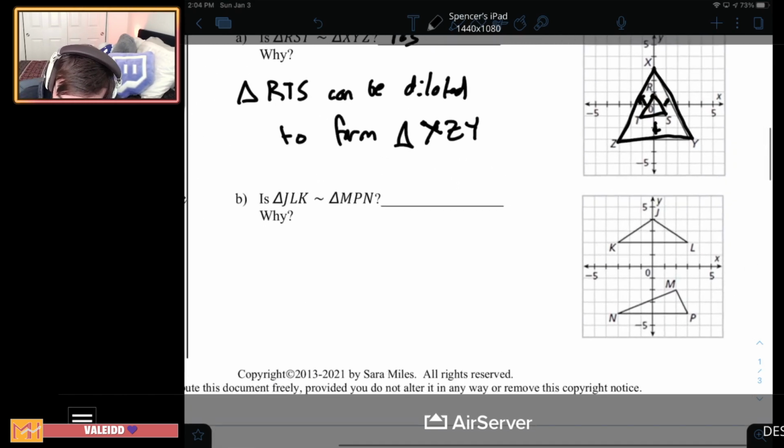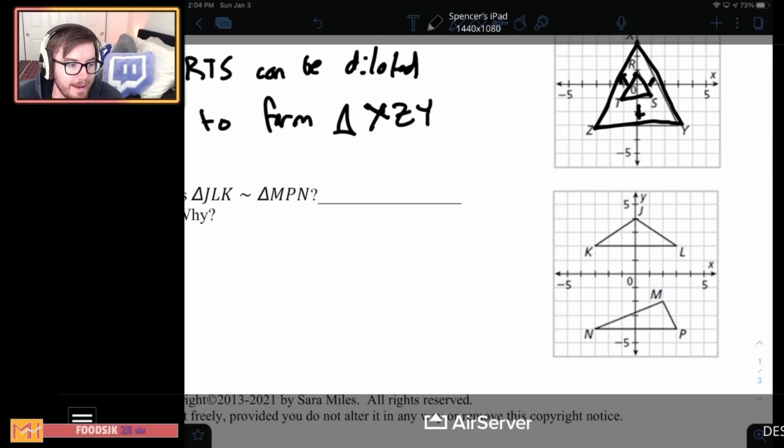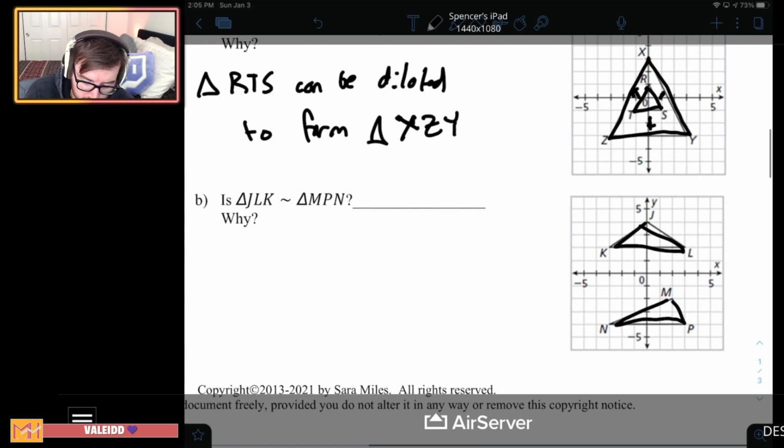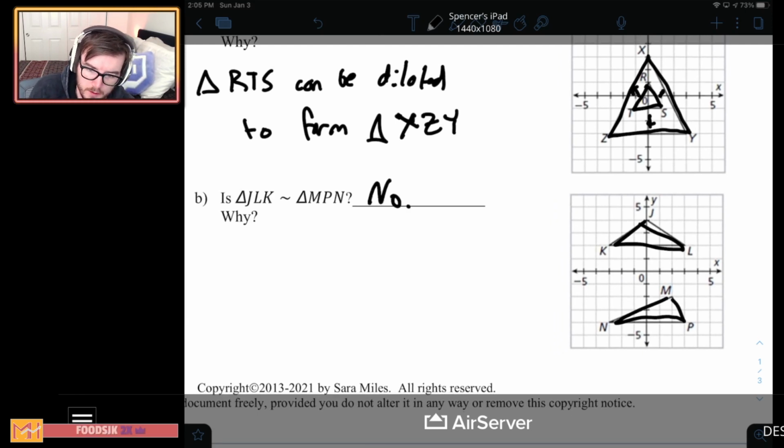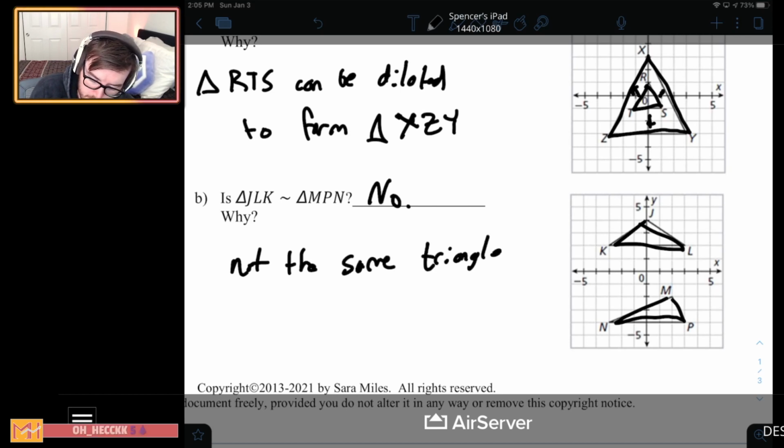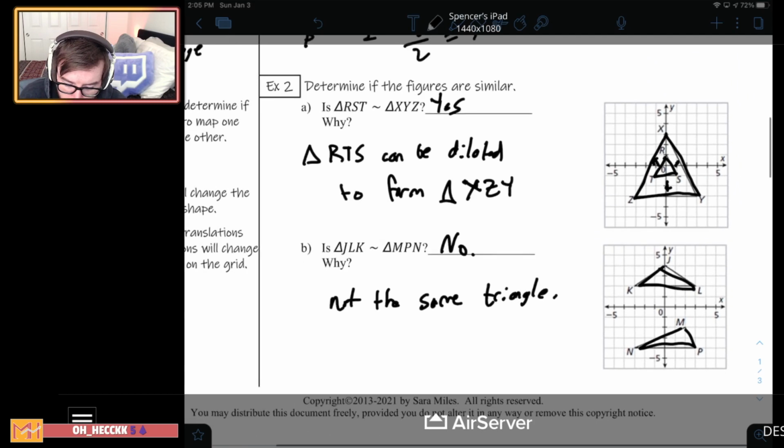What about here? Are these the same? I hope you're saying no, right? This is a completely different looking triangle. This isn't a rotation or a dilation or any of those things. It's just a completely different triangle. So in this situation, we would say no. They are not the same triangle. Nope. No sirree bobber.